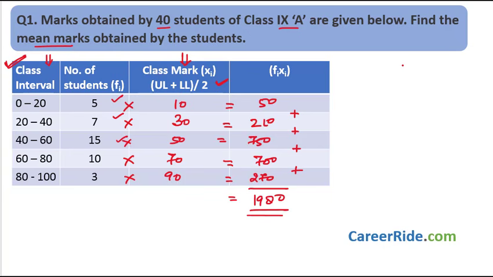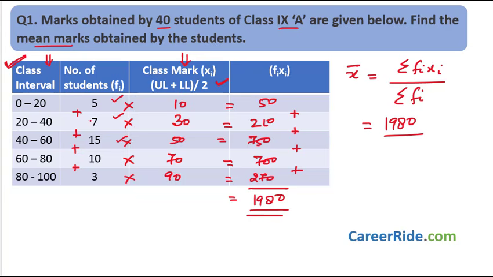We have found out our sigma fi xi, right? And to find out the mean marks x bar, what do we have to do? We have to divide by the total number of students, that is sigma fi, right? So this is 1980, and sigma fi is what? Can we add it here? Fi is the second column, right? But do we need to really add it? Because it is given to us in the question already that this adds up to 40. This is the data for 40 students. So 1980 by 40, right? What does this give me?